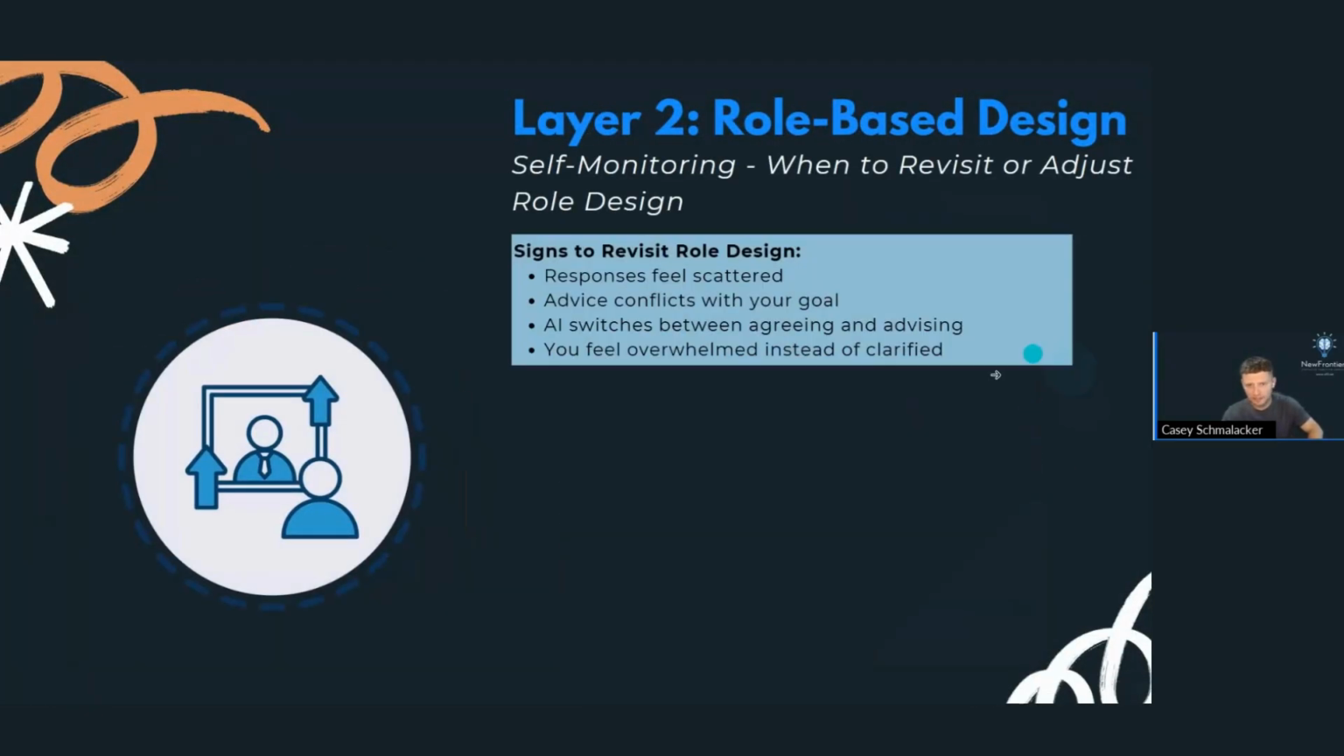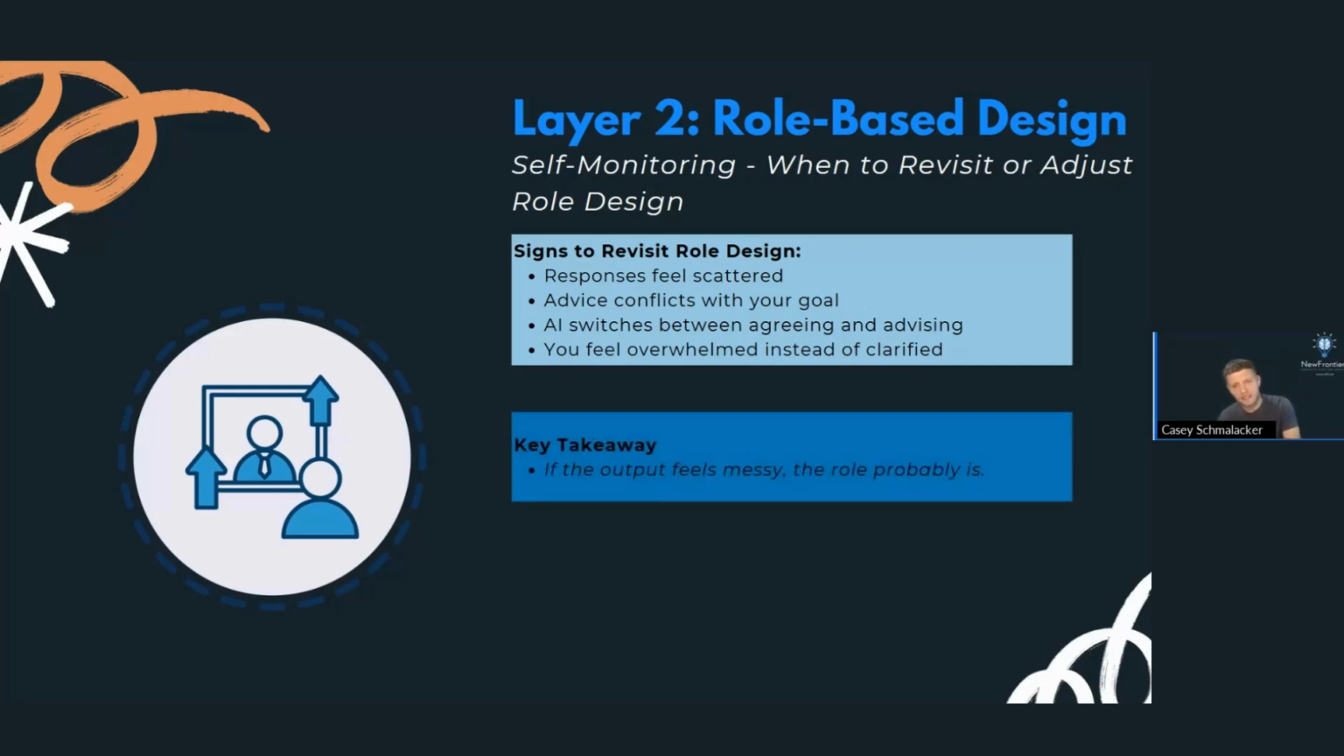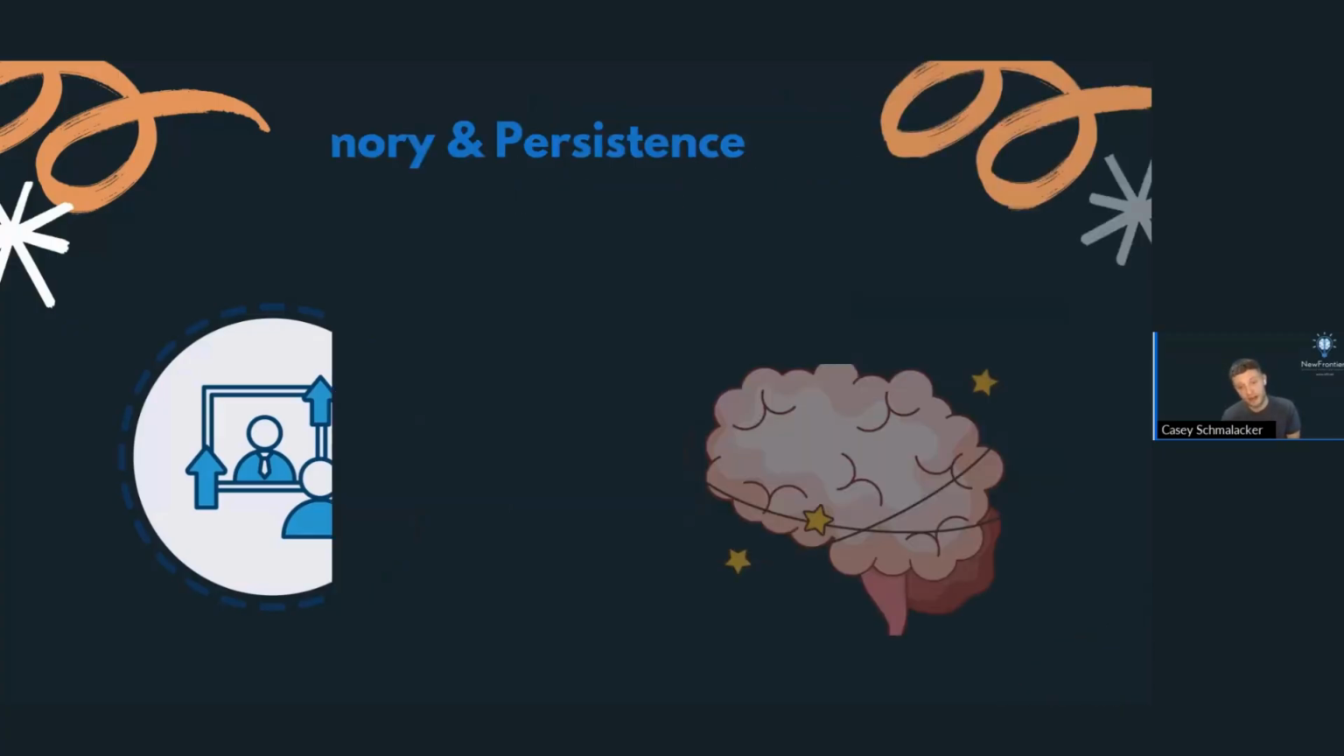So when self-monitoring on this, you might want to revisit the role design, start a new chat if responses start feeling scattered, if advice starts conflicting with your goals, if AI is switching between agreeing and advising, or if you feel overwhelmed instead of clarified. And so the key takeaway here is if the output feels messy, the role probably is. And again, it all comes back to if it's not serving us and moving us forward, then we have to adjust it. And that's why metacognition and self monitoring is so important for beneficial generative AI usage.